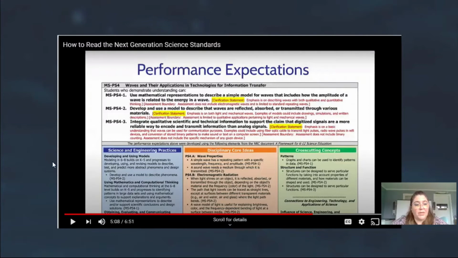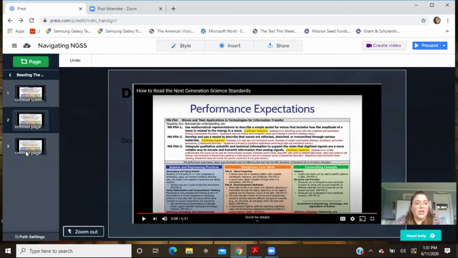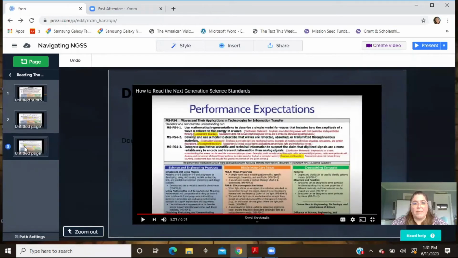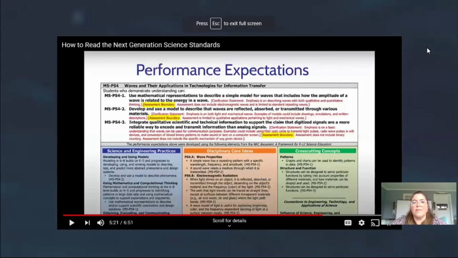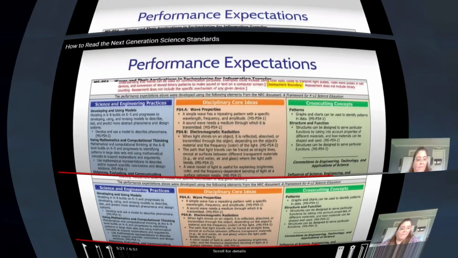And then beyond the clarification statement, you have what we call assessment boundaries. And an assessment boundary, it's important to understand, is not the be-all, end-all of what you can teach in your classroom, but it's basically at what level does the student need to be able to be tested? At what level should the student be able to show mastery on some type of performance assessment? That's your assessment boundary.